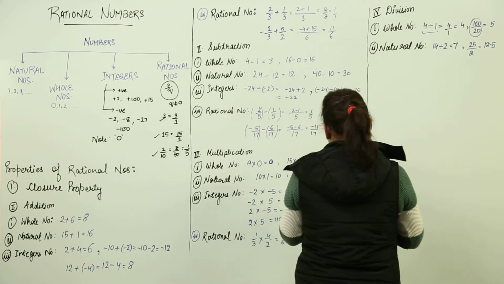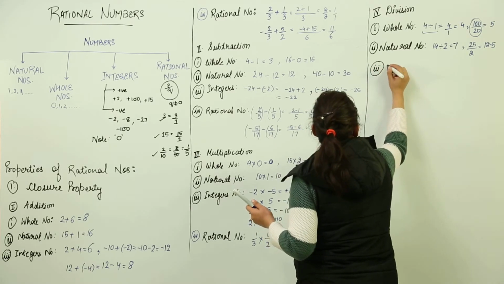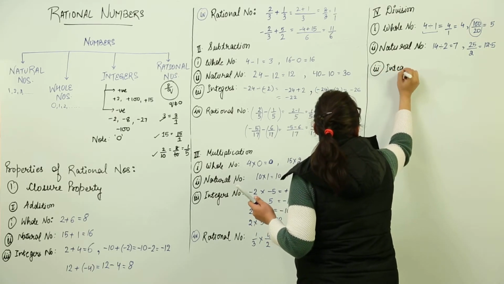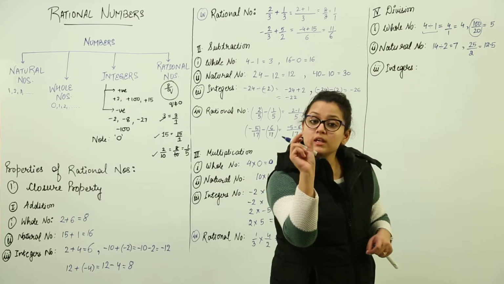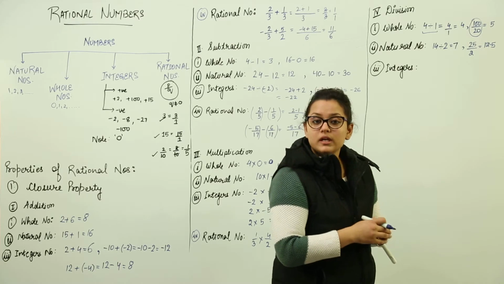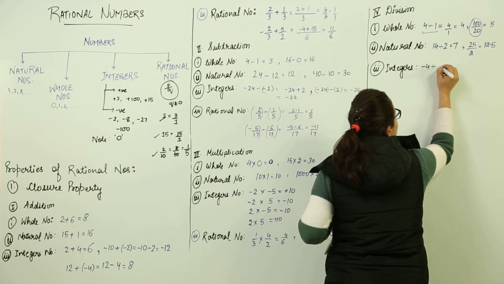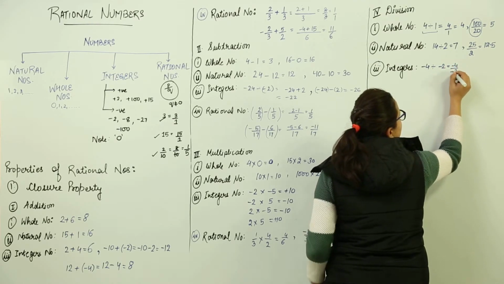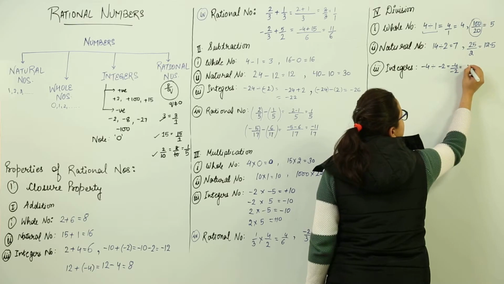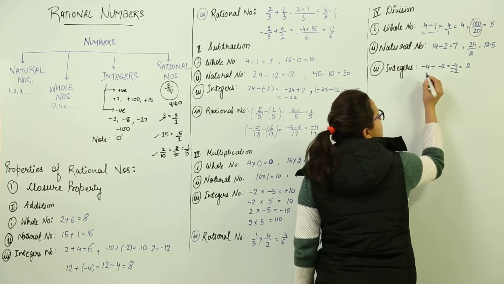So, the next case that we'll be considering is, as we discussed, for integers. Now, integers, the division should be giving me the integer only. Now, let us check. We divide minus 4 by minus 2. What do we get? Minus 4 divided by minus 2. The answer becomes plus. Why? Because minus divided by minus becomes plus.